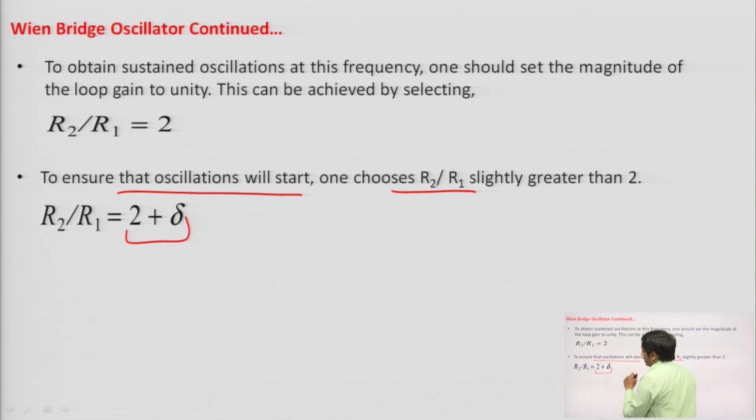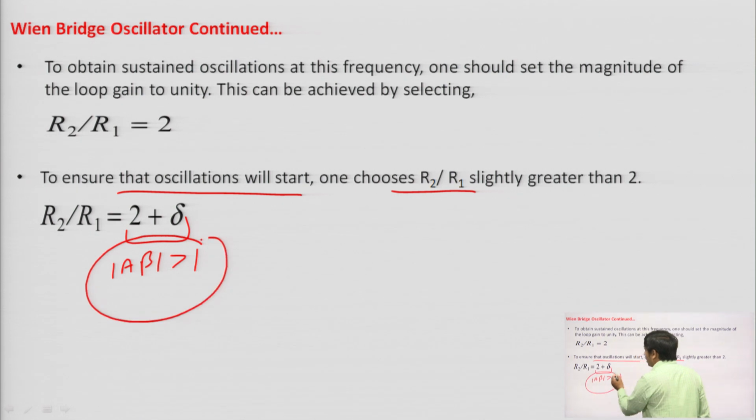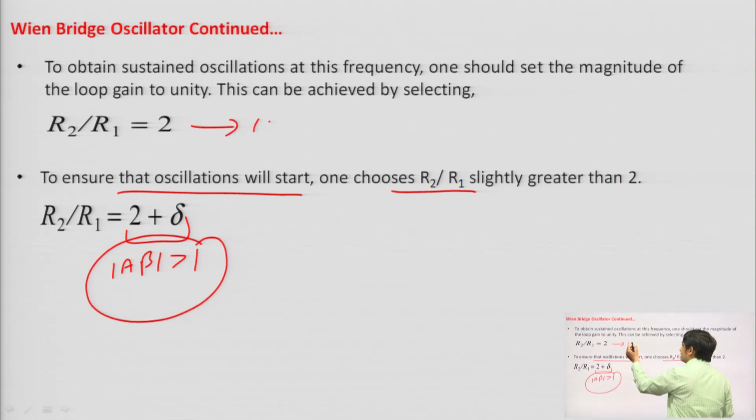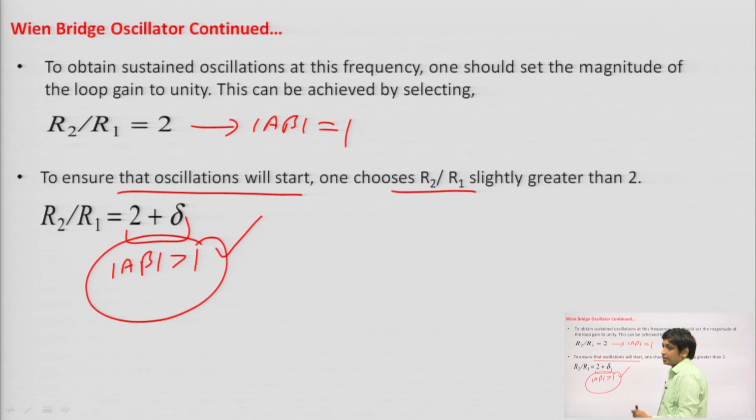If R2 by R1 is equal to 2 plus delta, it means that initially we are taking mod A beta greater than 1. If we take R2 by R1 equal to 2, it means that mod A beta is equal to 1. So, initially we will take mod A beta greater than 1. If we are selecting R1 equal to 5 kilo ohm, then R2 should be slightly greater than 10 kilo ohm. Although for mod A beta equal to 1, R2 should be 10 kilo ohm, it should be slightly greater than 10 kilo ohm in practical work, right.